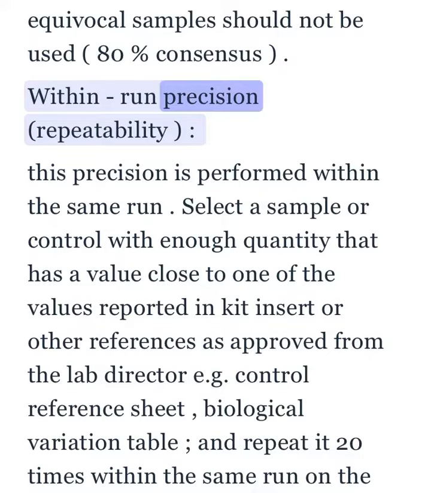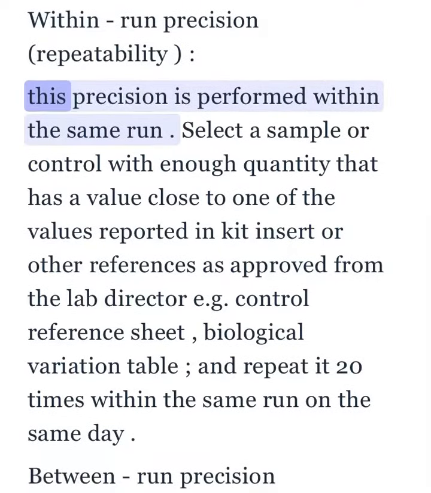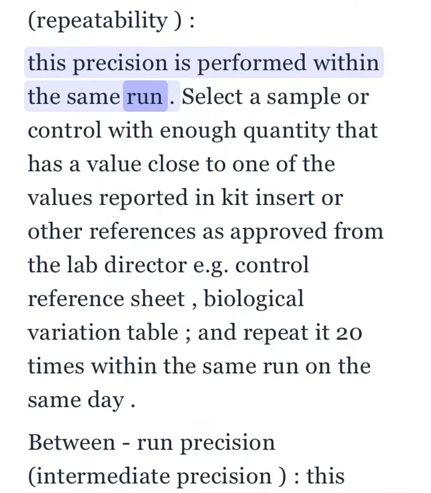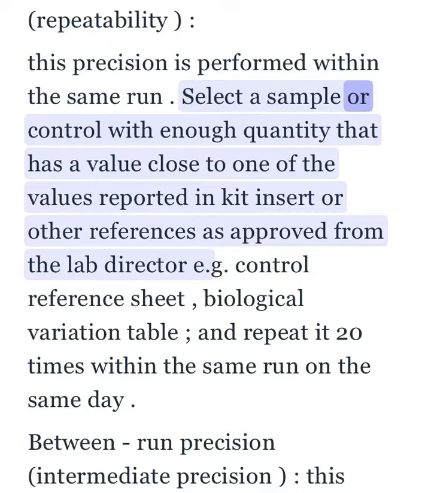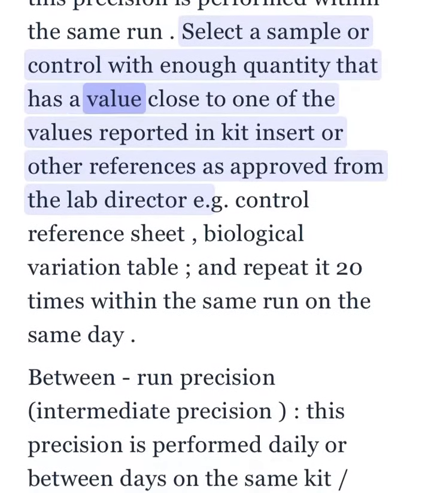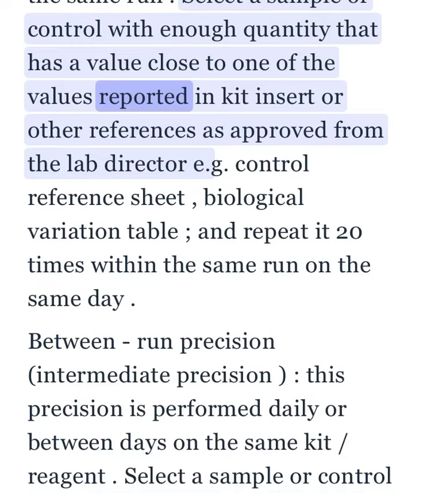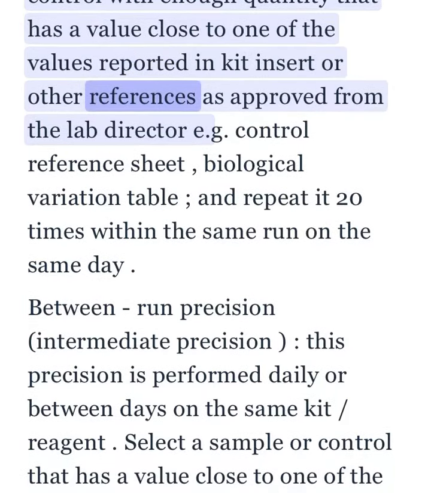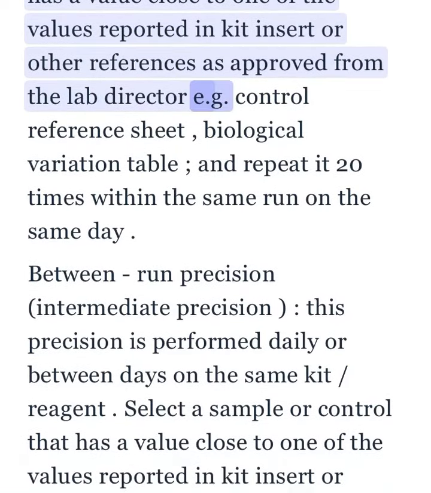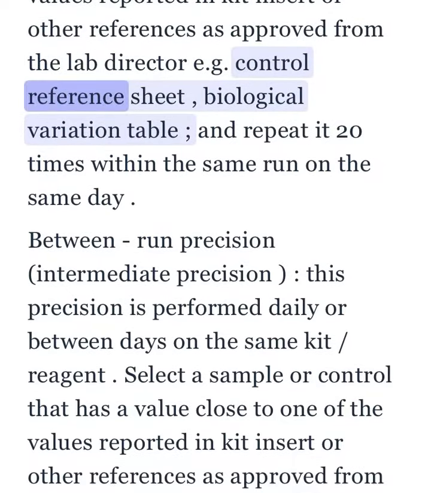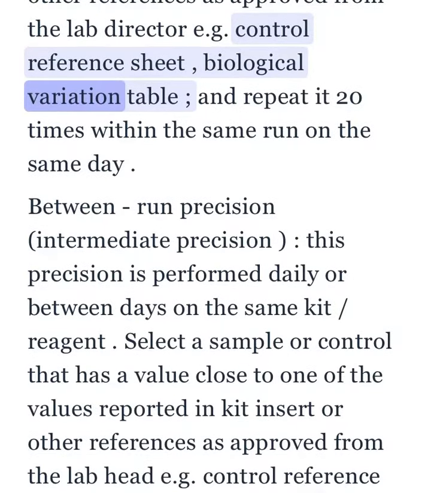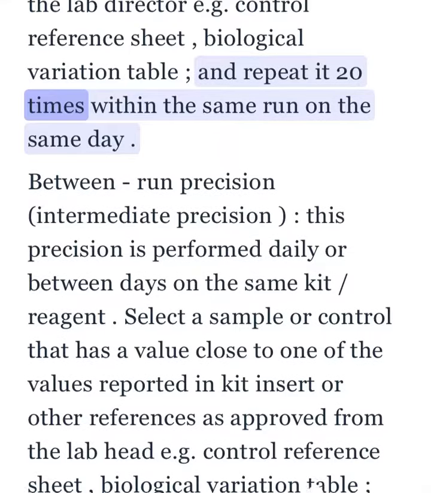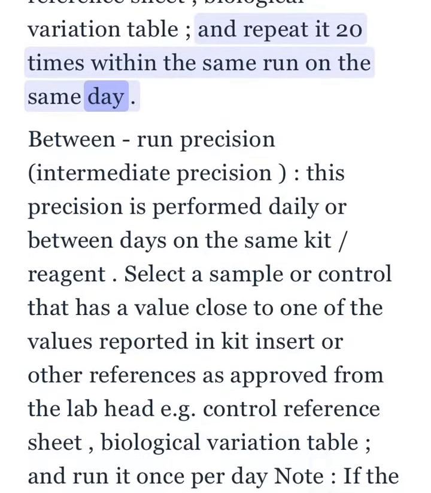Within-run precision, repeatability: this precision is performed within the same run. Select a sample or control with enough quantity that has a value close to one of the values reported in kit insert or other references as approved from the lab director, for example, control reference sheet, biological variation table, and repeat it 20 times within the same run on the same day.